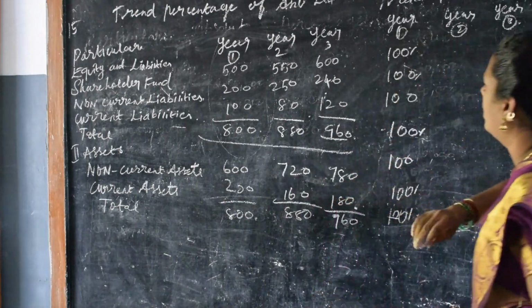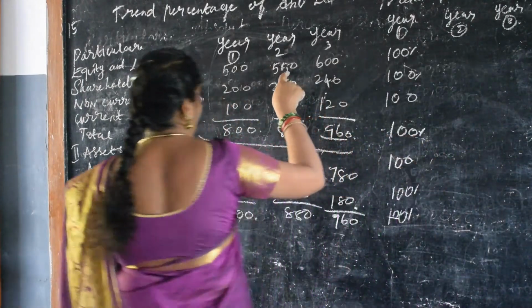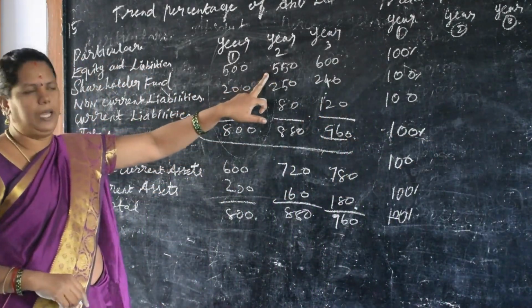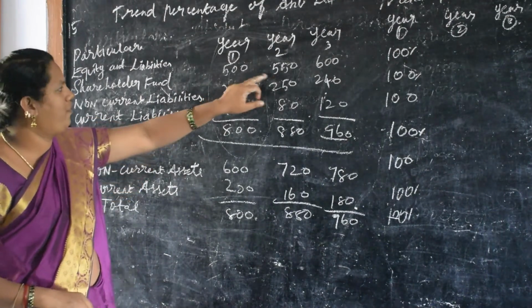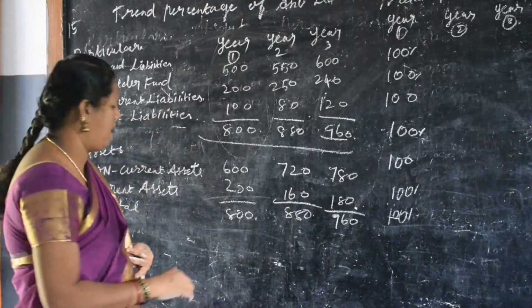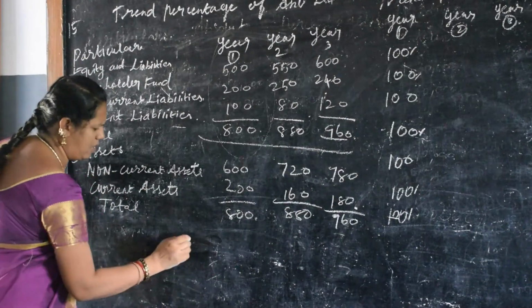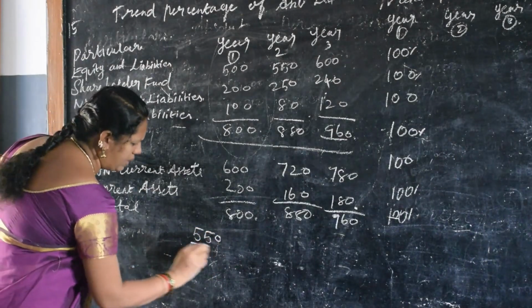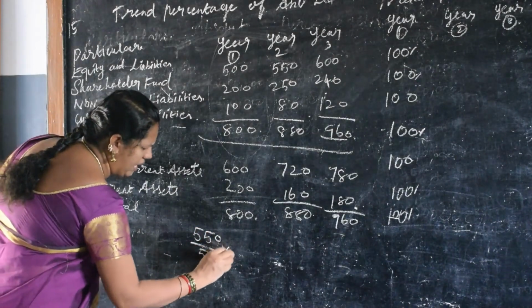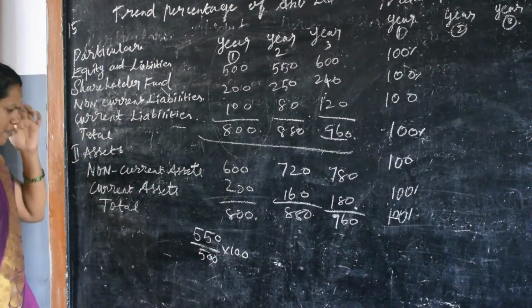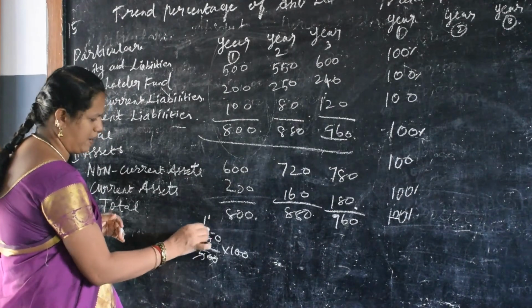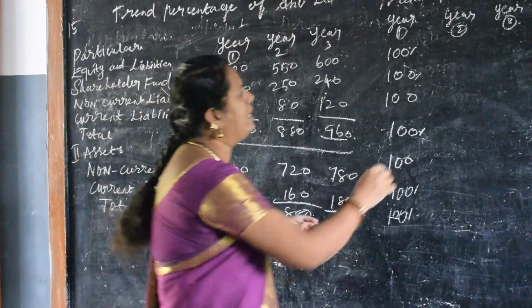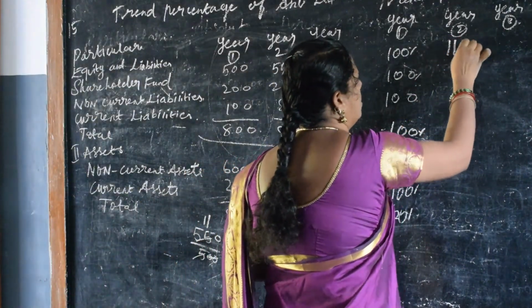Okay, year 2. Year 2 is 550. The numerator is 550 and the denominator is 500. Okay, clear? 550 by 500 into 100. I am working it out here. Okay, write the statements. 550 by 500 into 100. Two zeros cancel, 11 times 5, so it gives now 110 percentage.